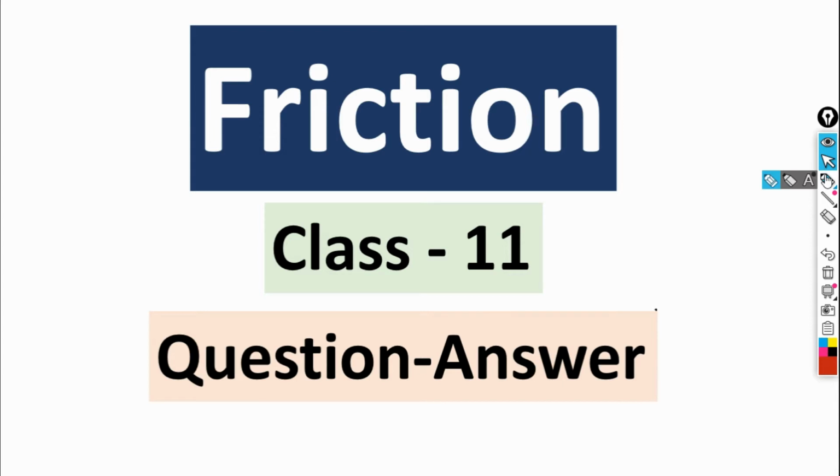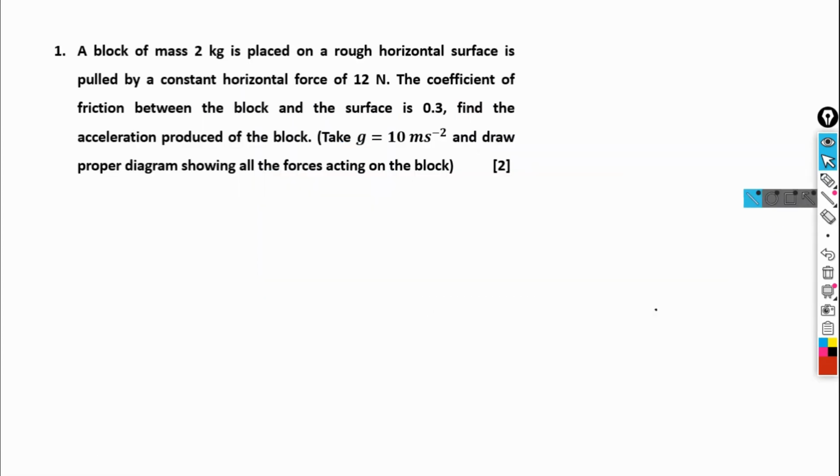Our first question, you all can see, is a block of mass 2 kg placed on a rough horizontal surface. Rough means friction will come. It is pulled by a constant horizontal force of 12 Newton. The coefficient of friction between the block and surface is given. It is not mentioned whether it is kinetic or static, so we can use it for both purposes. Find the acceleration produced in the block.